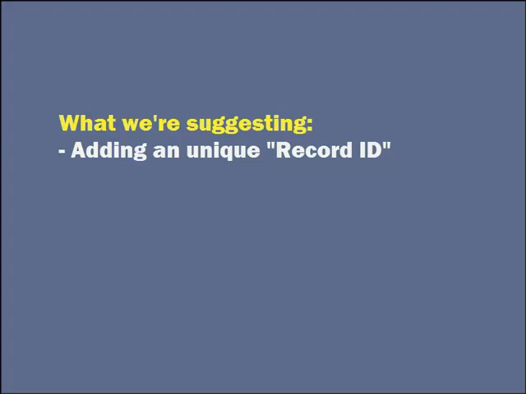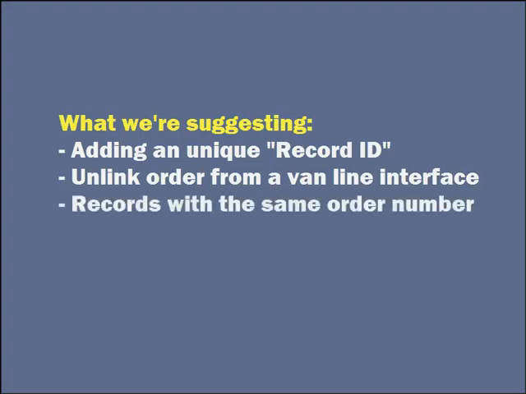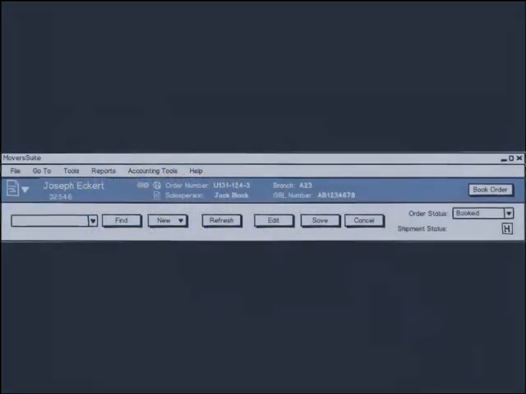To do this, we are proposing multiple changes, including adding a new unique number to the order. We are calling this the record ID. Users can unlink an order from the van line interface. Users can create order records with the same order number. Users can change an existing order number. Now, let's talk about these in detail.